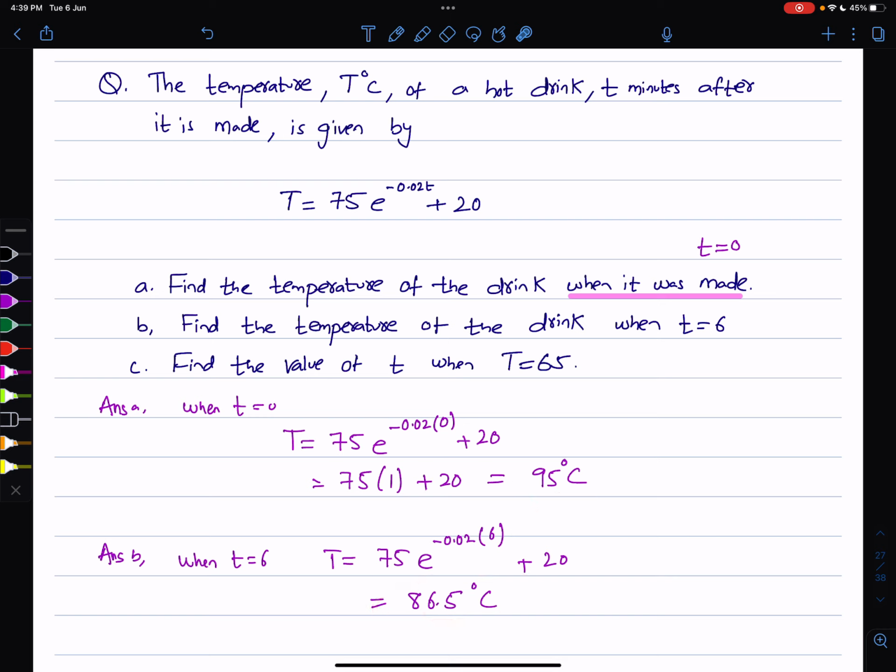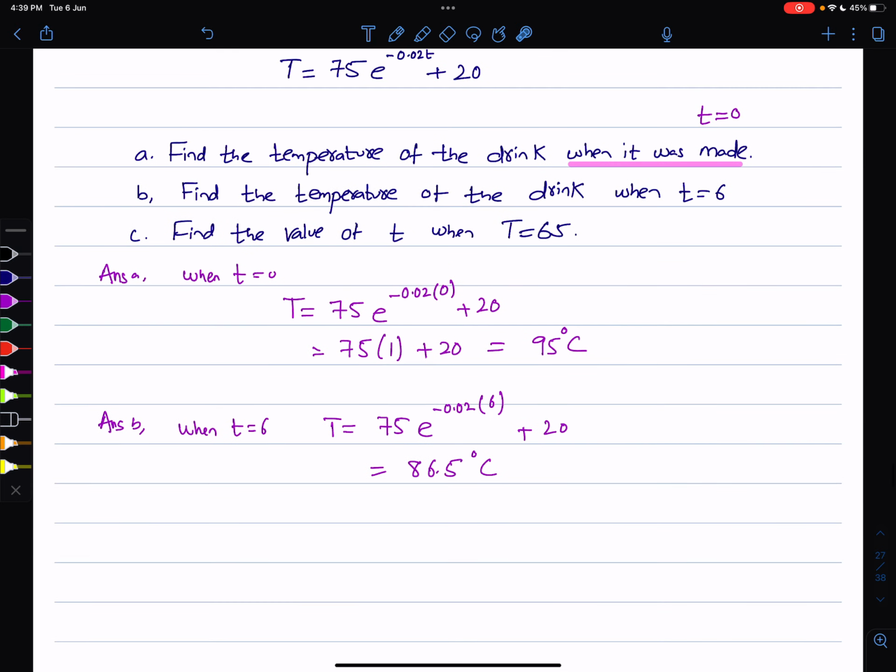Now the next part says find the value of time when the temperature is 65. So we want to find out at what time, after how many minutes, the drink temperature is going to be 65 degrees centigrade. So the equation was T equals 75 e to the power of minus 0.02 t plus 20. T value is 65. We are going to solve this exponential equation.